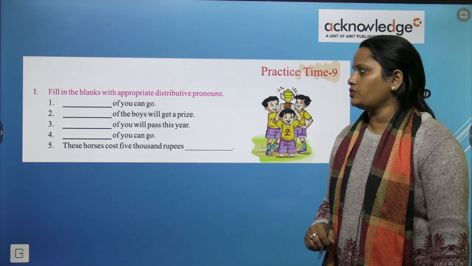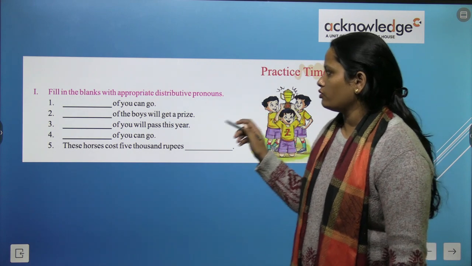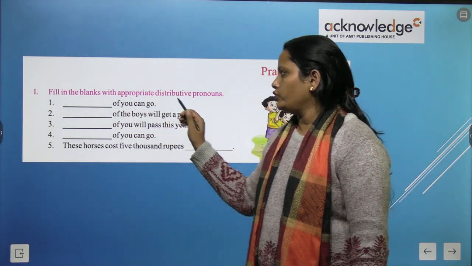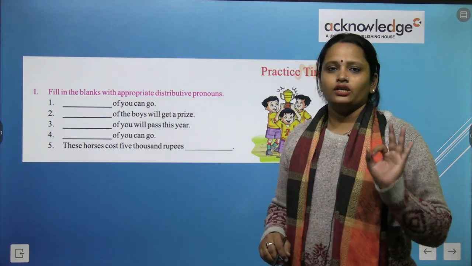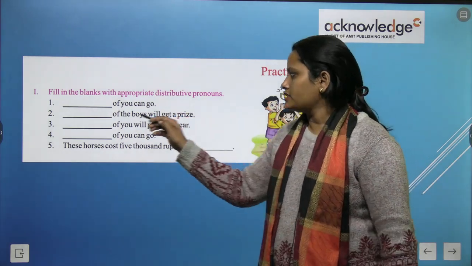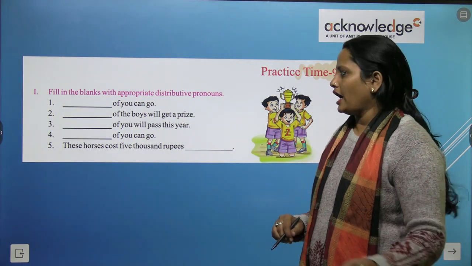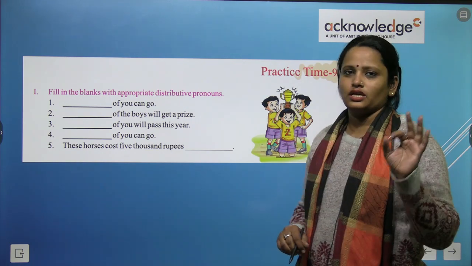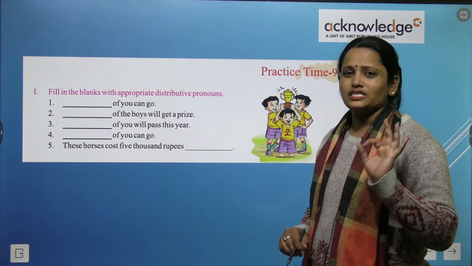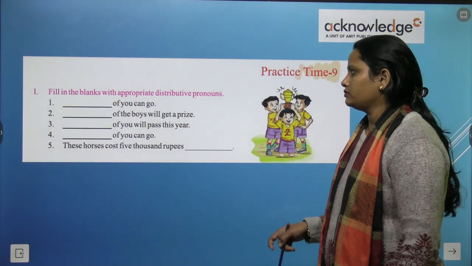Now fill in the blanks with appropriate distributive pronouns. So यहाँ पे हमें distributive pronoun fill करना है. Dash of you can go. So neither of you can go. Next, dash of the boys will get the prize. Either of the boys will get the prize. तो जितने boys हैं उसमें से एक आध बच्चे को prize मिल जाएगा. Rest questions are your homework, children.